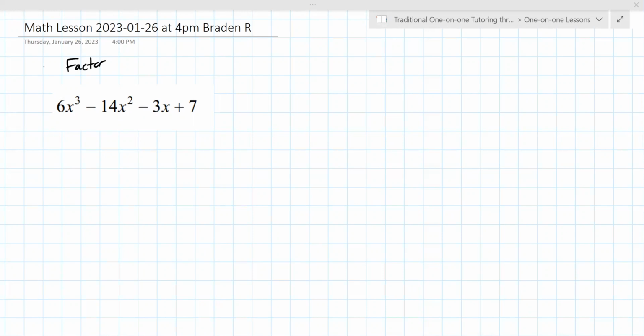Okay, I'll take a look at that and I'll incorporate that into our lesson here today. But as soon as you're ready, I want you to try factoring this one here. If you have questions, please let me know.